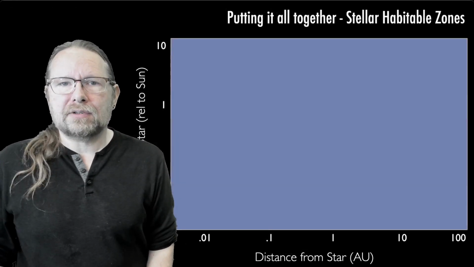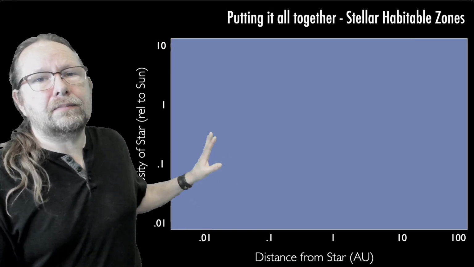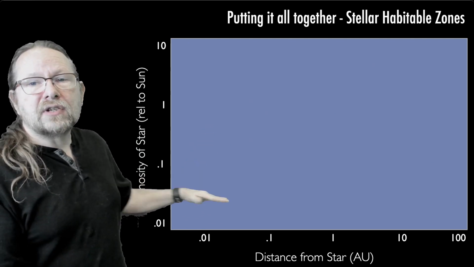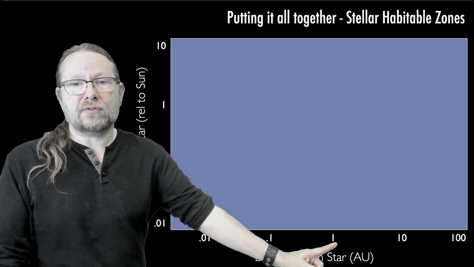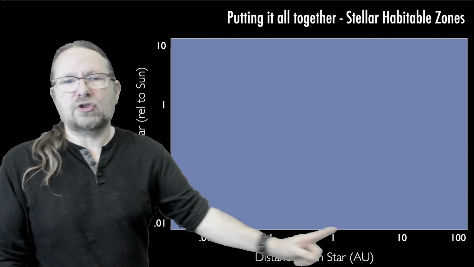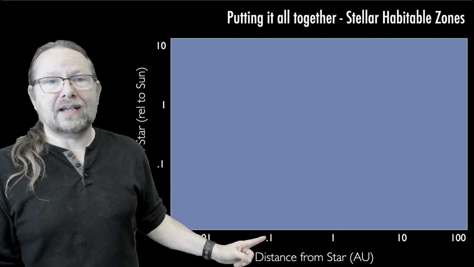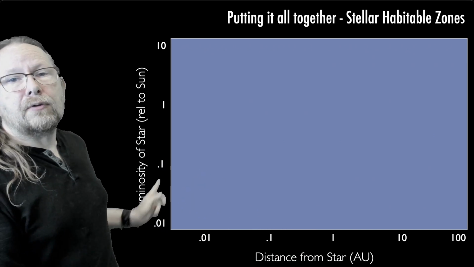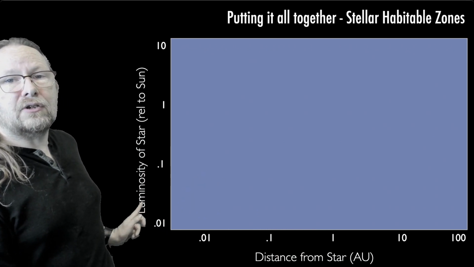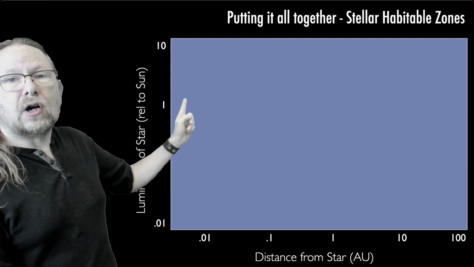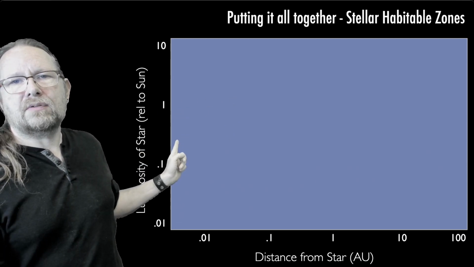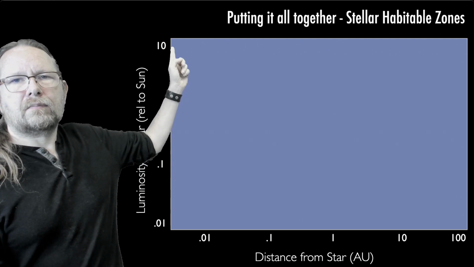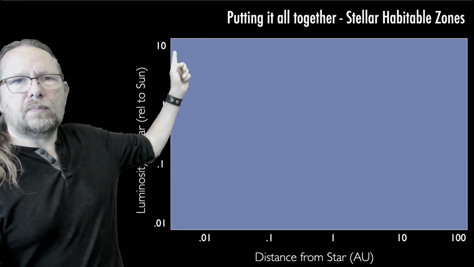So let's look at a graph. On the horizontal axis, we've got how far the planet is from its star. 1 AU is the distance to the Earth. 10 is about the distance of Jupiter. 0.1 is inside the orbit of Mercury. And on the vertical axis is the luminosity of the star in terms of the sun. So 1 star brightness, the sun, would be here. A K or M star would be here. An F star would be up here at about 10.